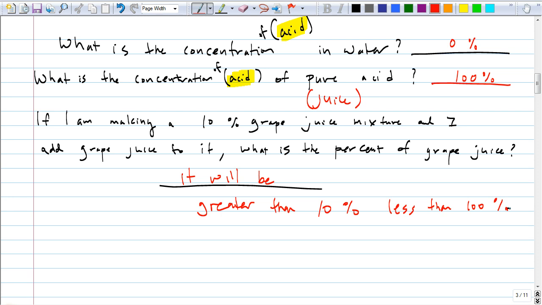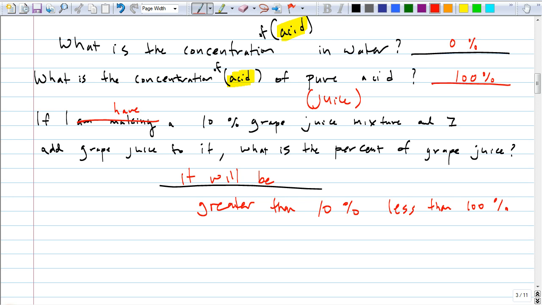I thought he was trying to make it like he hadn't made it yet, and then he added the. All right. Okay. So I should have said, let's say that he had 10% grape juice. How about this? If I have a 10% grape juice and I add grape. Is that better? Sorry guys. It should be written a little bit clearer. If I have 10% grape juice and I add grape juice to it, it'll be.